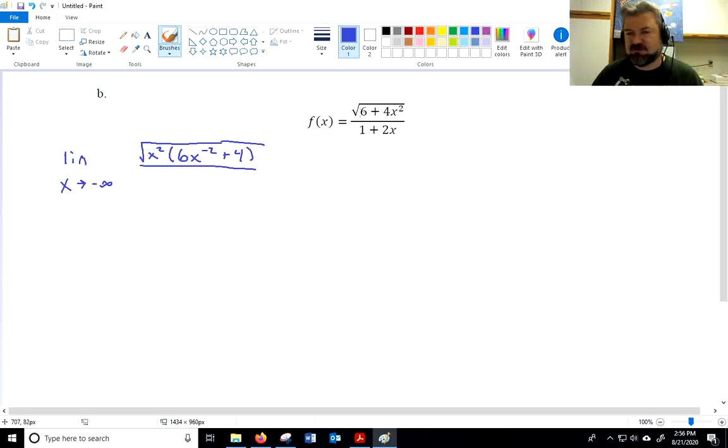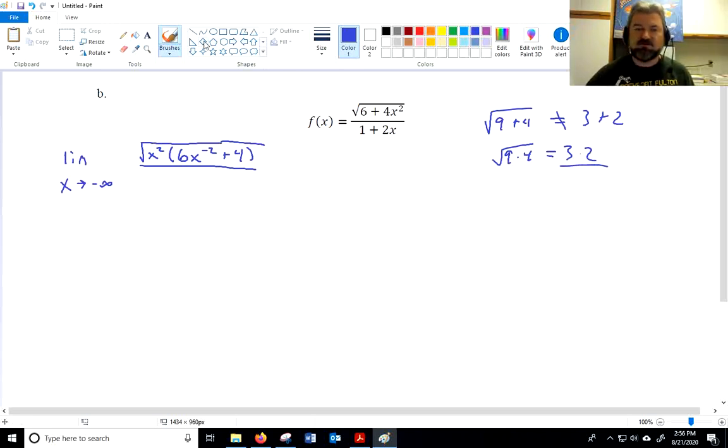Please don't think you can just take the square root of 6 and then the square root of 4x squared. You cannot distribute a square root over addition. You can only distribute a square root over multiplication. For example, the square root of 9 plus 4 does not equal 3 plus 2. I mean, come on, that's the square root of 13, not 5, right? But the square root of 9 times 4, you can do that. That does equal 3 times 2, because that's 36, and the square root of 36 is 6. So that's the key. We're trying to make it multiplication. Once it's multiplication, then I can pull them out.